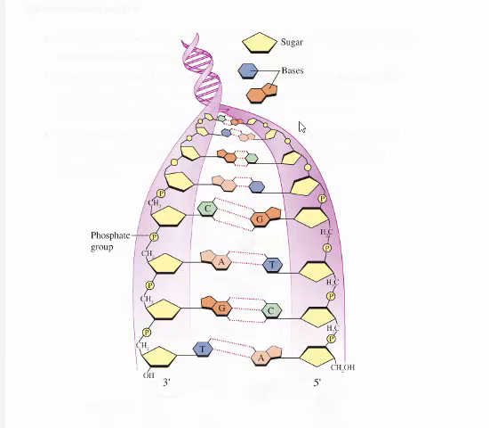The chirality of the sugars on this backbone is what causes this twisting of the DNA strands, and that's known as a double helix.